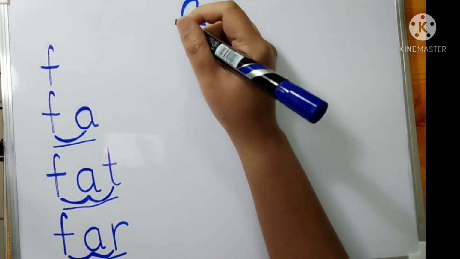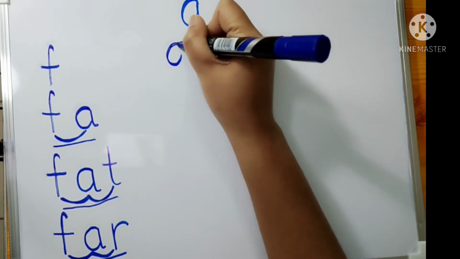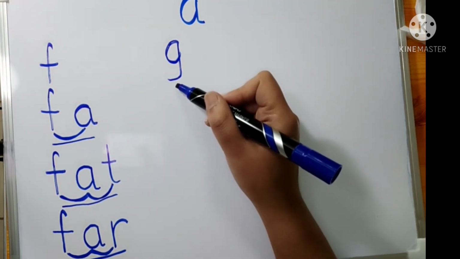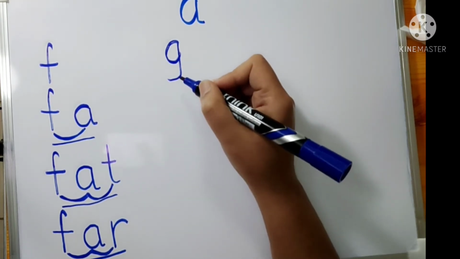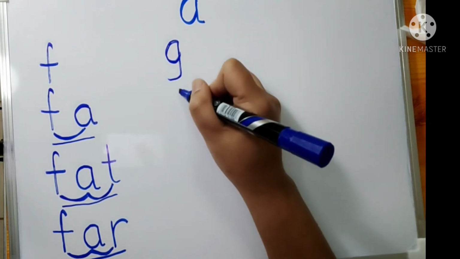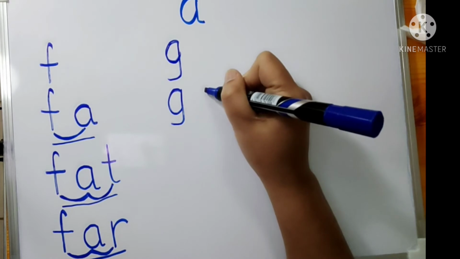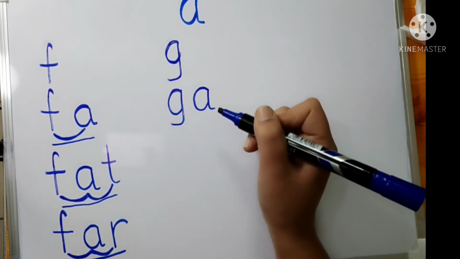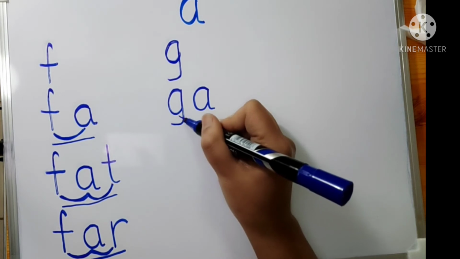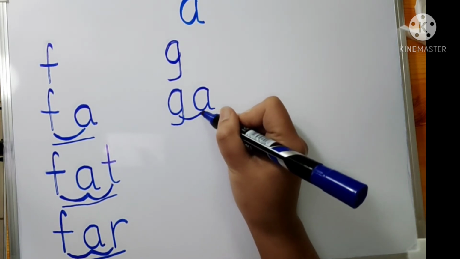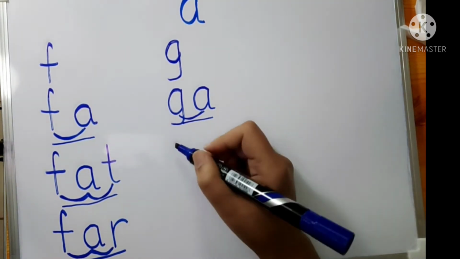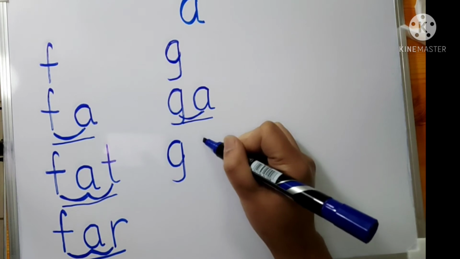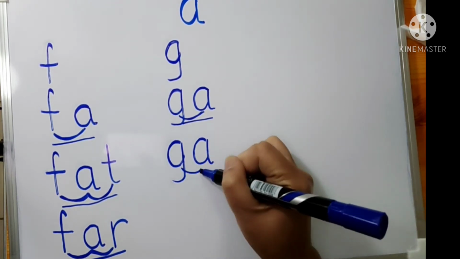Another consonant. What sound is this? This is another consonant, and the sound is g. Now let's blend it with the a sound. So g, we add a. So g and a. Let's blend it. Ga. Now let's make a three-letter word. G, we add a, makes ga.